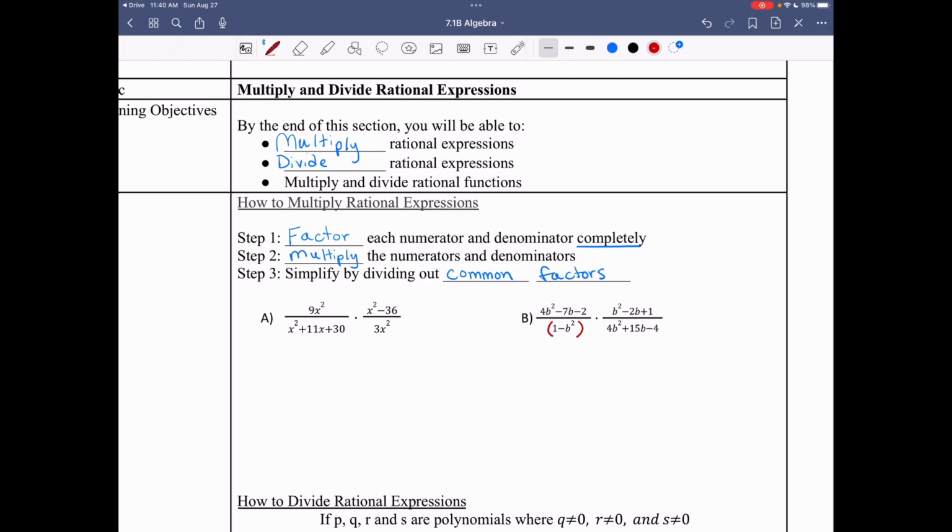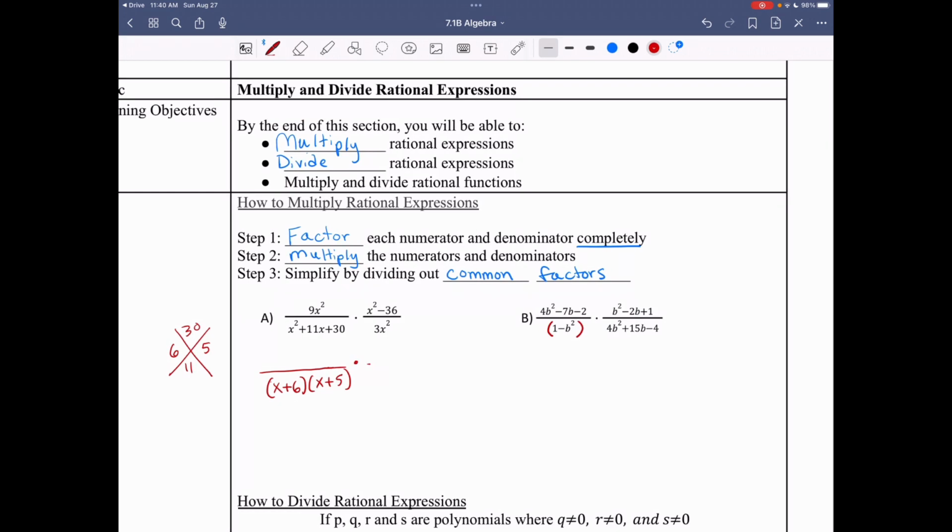We're going to factor. You could factor 9x squared into 3 times 3 times x, but that's a lot of writing, and I think that you're advanced enough to know that we'll just end up canceling out anyways. So we have in the denominator factors of 30 that add up to 11. It's 6 and 5. So we have x plus 6 and x plus 5.